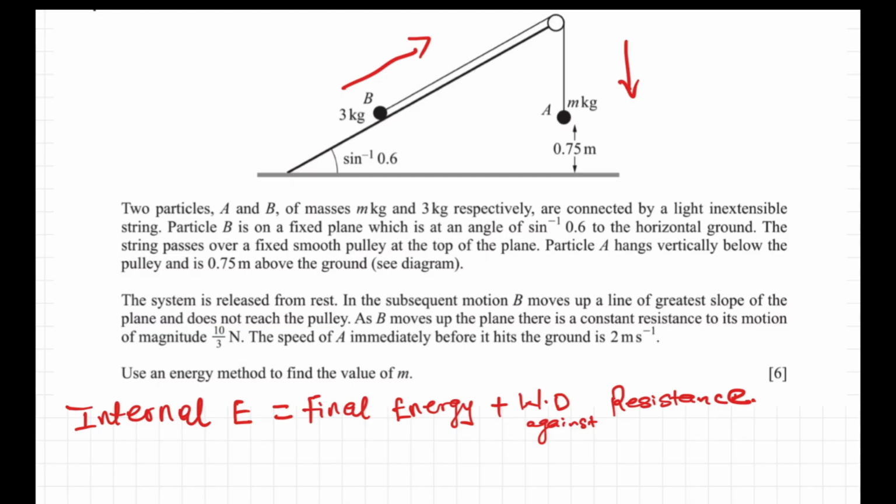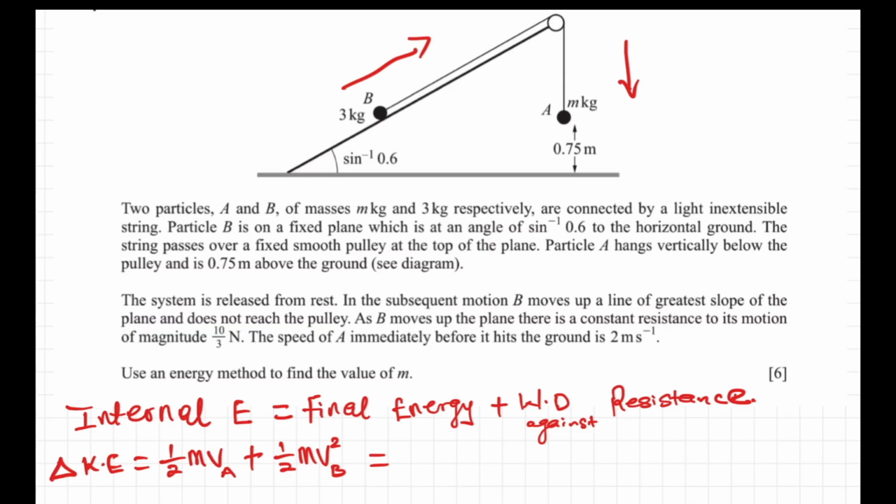Now let's break it down one by one. Let's find the change in kinetic energy first. So the change in kinetic energy will be 1 over 2 mv squared at A plus 1 over 2 mv squared at B. Because both particles move, change doesn't mean we're going to subtract them. No, we're not going to subtract them.